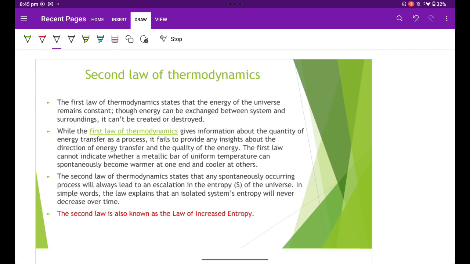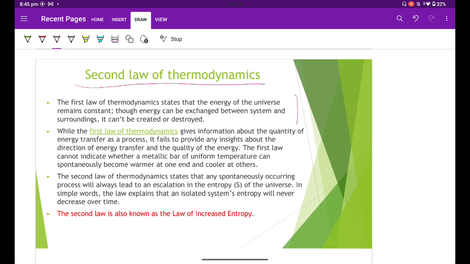Based on the discussion of heat engine and the refrigerator, we have the second law of thermodynamics, or rather two statements of the second law of thermodynamics. First law of thermodynamics states that energy of the universe remains constant, though energy can be exchanged between system and surrounding, it can't be created or destroyed.